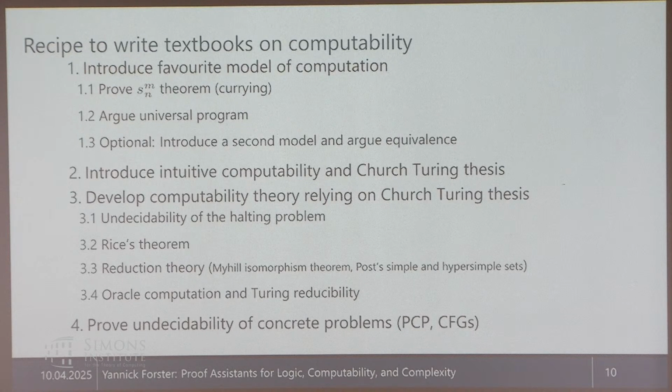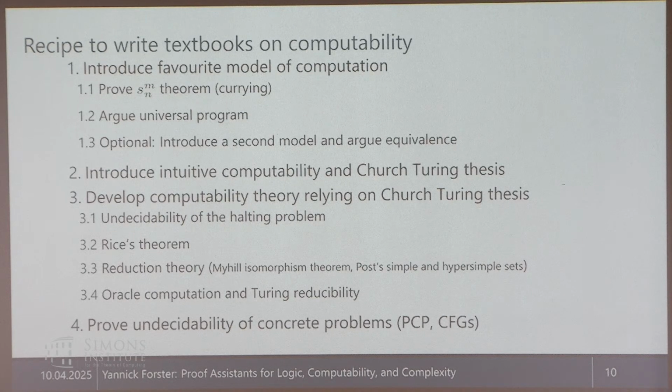Then they talk about this notion of intuitive computability. If it's a textbook directed at people who have programmed before, it's actually a super intuitive notion. Computability is the thing you can program. People have an intuition for what is solvable. And they introduce the Church-Turing thesis, saying that everything that is intuitively computable is actually computable in one of these models introduced before, and then they forget about the models.